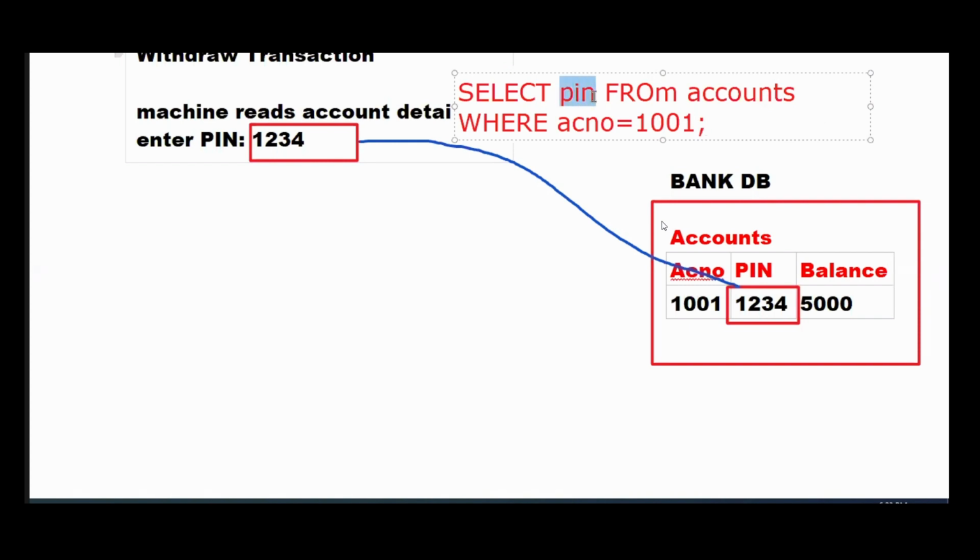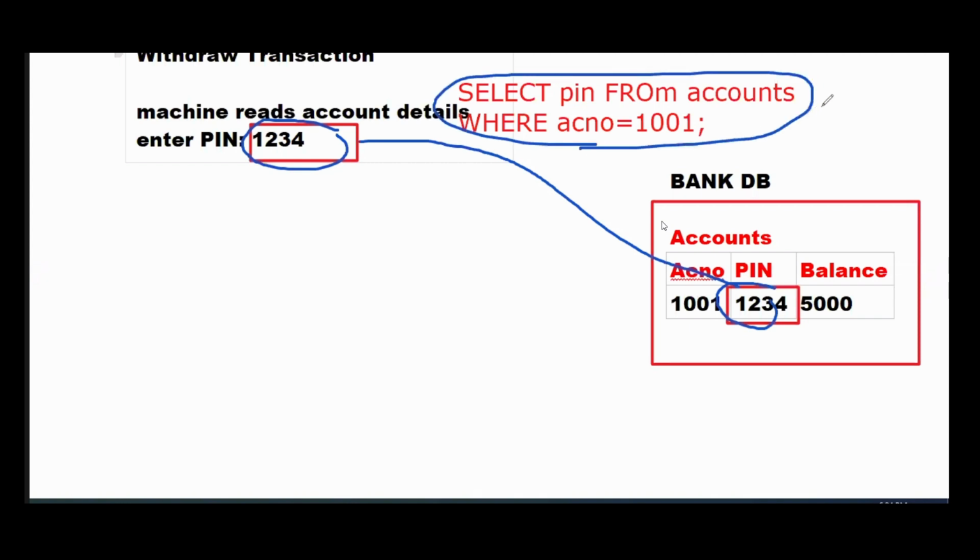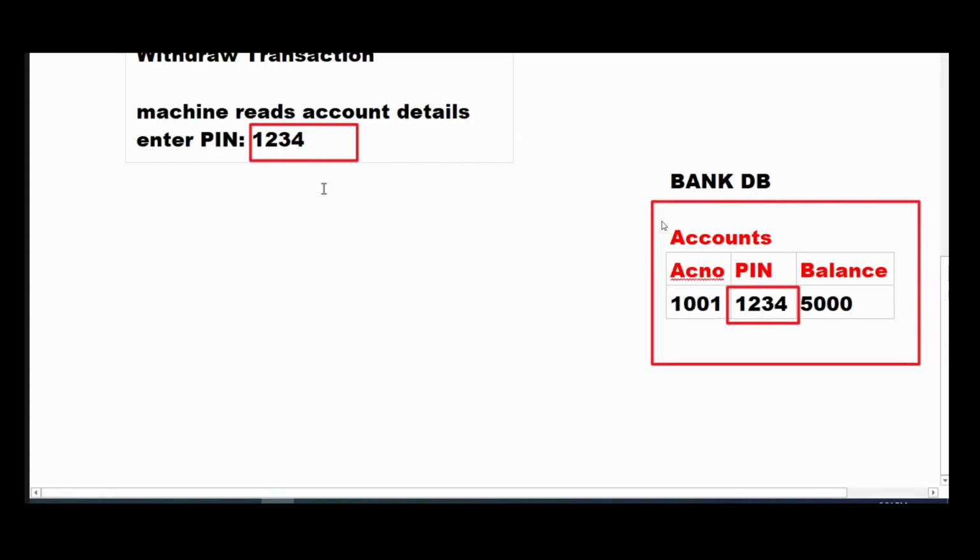It is selecting the PIN, and this PIN value will be copied into some variable. Now it checks whether your entered PIN number matches this bank database PIN number. If matched, you are a valid user and it allows you. If not matched, you are not a valid user, and it displays invalid user. So to check whether you are a valid user or not, implicitly which command is executed here? Select command will be executed.